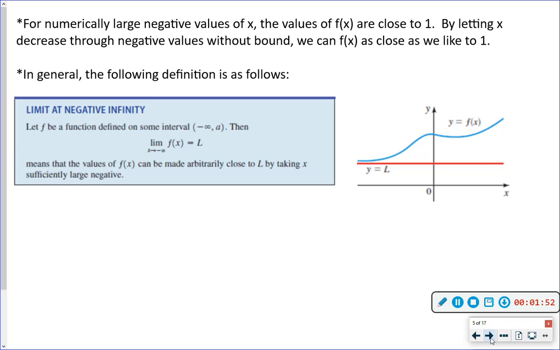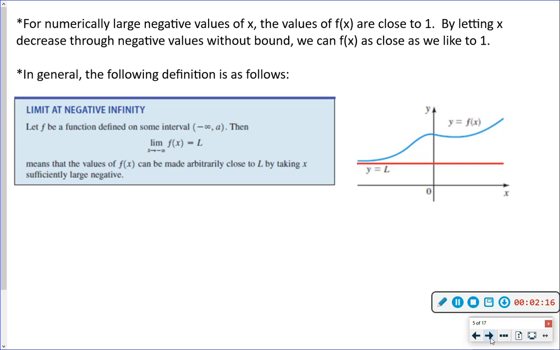So for numerically large negative values, it's the same thing for negative. Clearly you're going to the left. So if you look at this function, mine's blue, I'm going to the left, keep going to the left, and you are getting close to that red line at 1 also. So it doesn't matter, it just depends on which side you're looking at. Positive infinity to the right, negative infinity to the left.